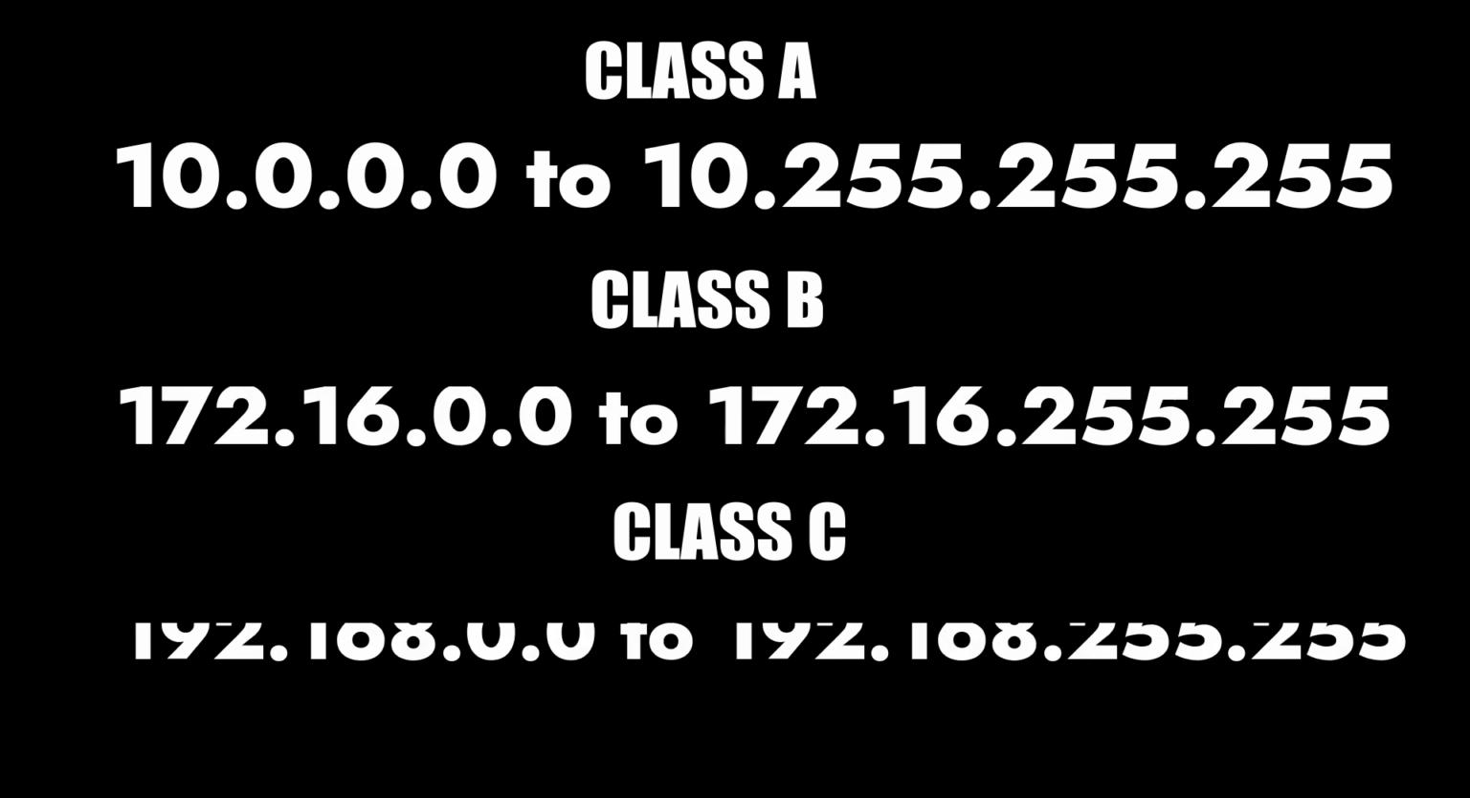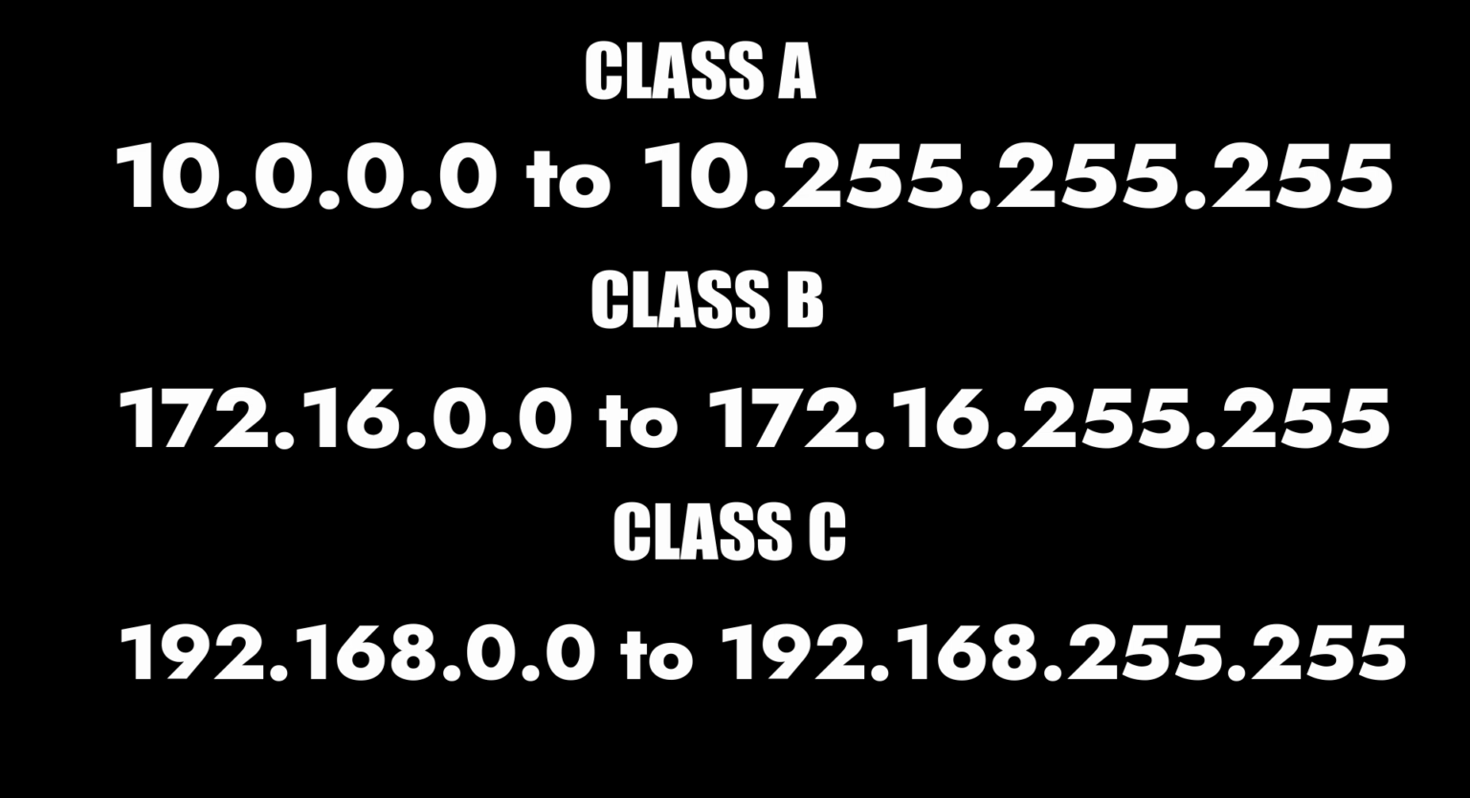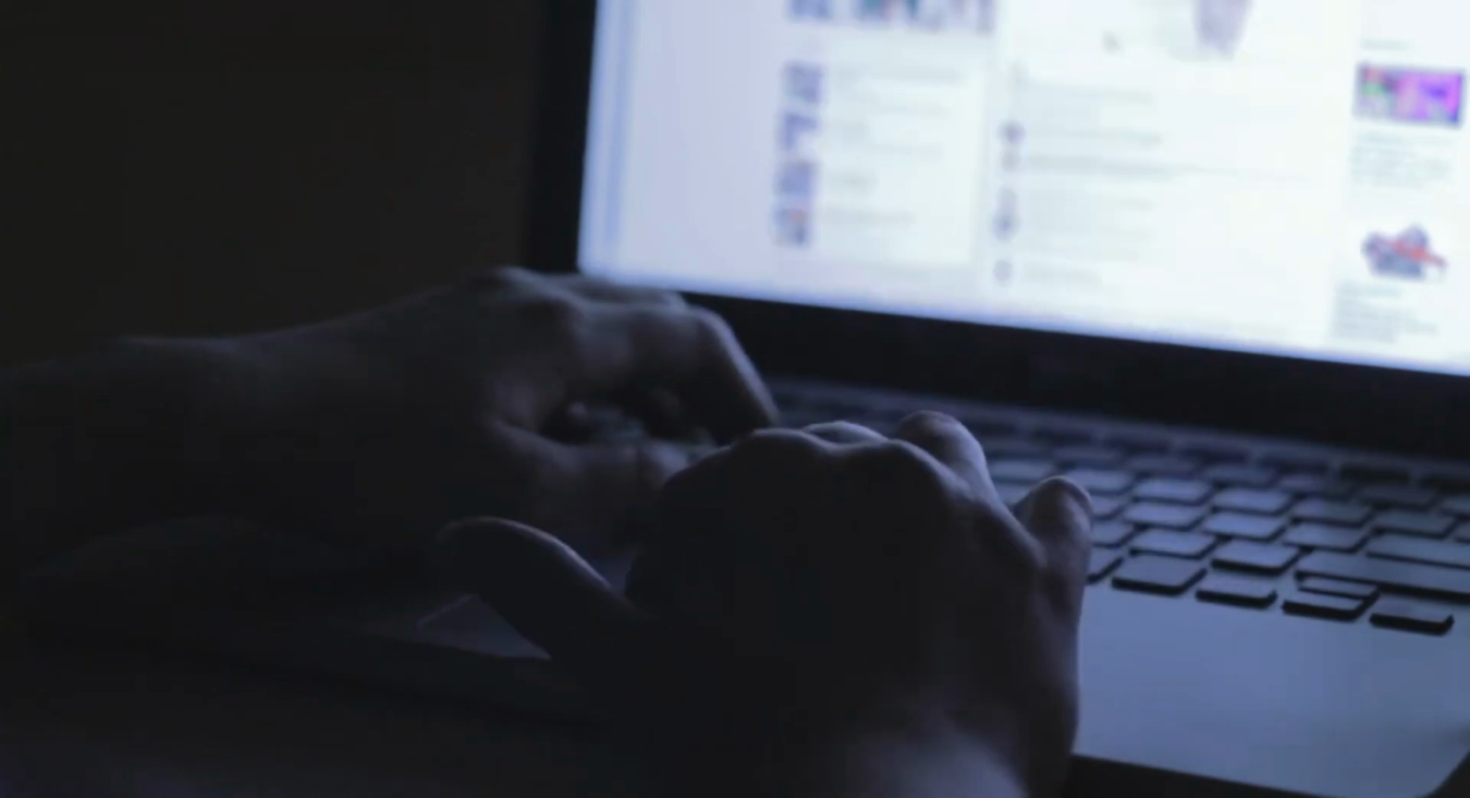There are three ranges in order, like A, B, and C classes. In class A, the range of private IP addresses starts with 10.0.0.0 and ends with 10.255.255.255. In class B, addresses start with 172.16.0.0 and end with 172.16.255.255, and class C ranges start from 192.168.0.0 and end with 192.168.255.255. It's assigned to computers, smartphones, and printers within the home network or local area network.